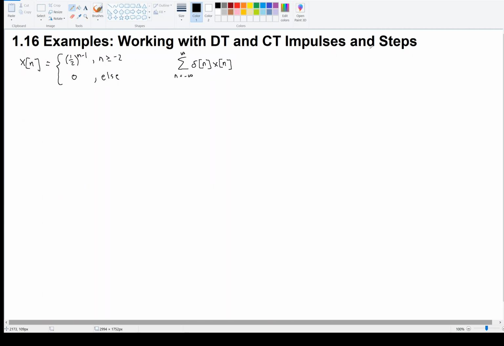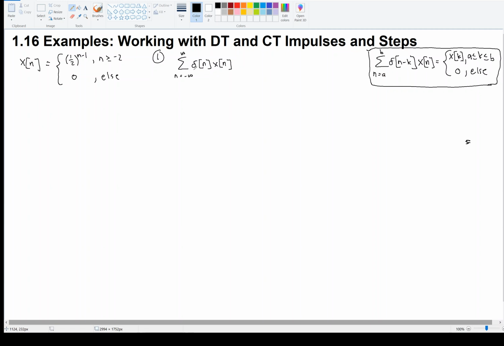Okay, and I'm just going to write the sifting property again here for you. This is the sum from n equals a to b of delta of n minus k times x of n equals x of k if k is between a and b, and 0 else. Okay, this was the sifting property we saw, I believe, in video 1.14. Okay, so here's the example 1 we'll call it.